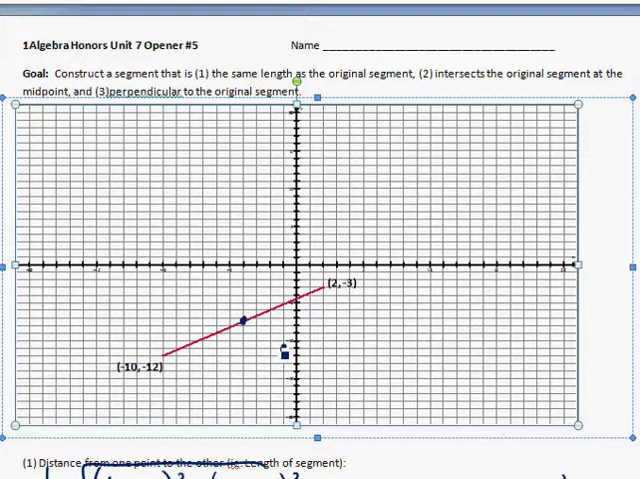So I'm going to go down 4/3 one more time. And then I'm going to go up 4, left 3 twice also. And what I should have is a line segment that is perpendicular to my original line segment and the same length as my original line segment.